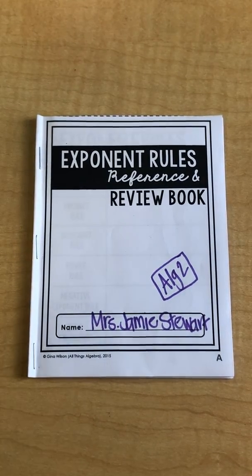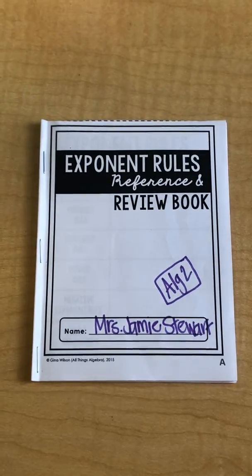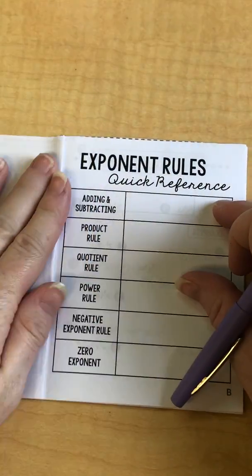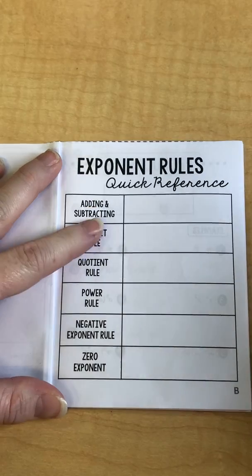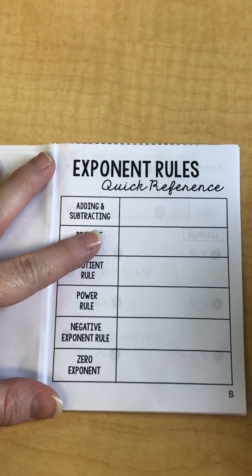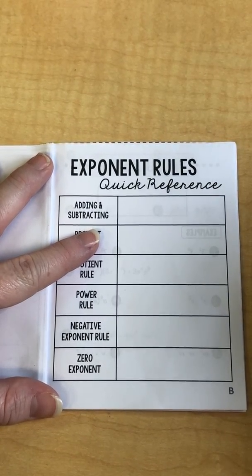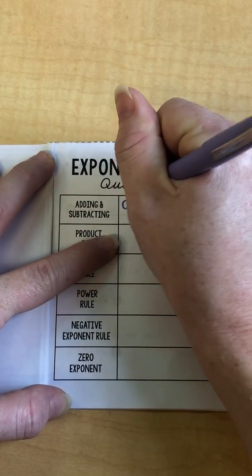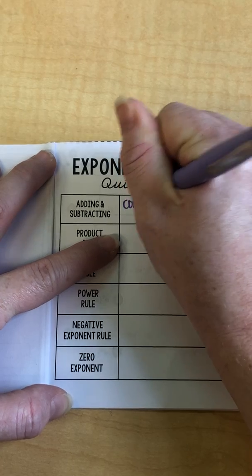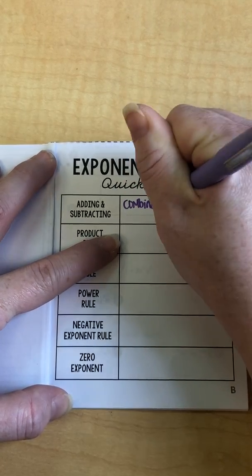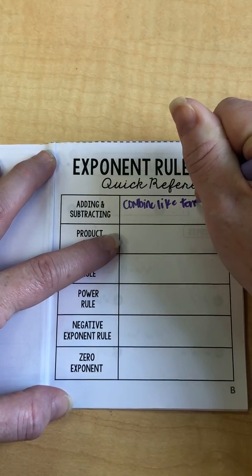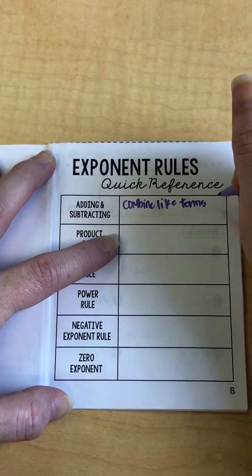Okay, now that we have our booklet put together, let's open it up and look at the Exponent Rules Quick Reference. The very first thing that we want to note: when I am adding and subtracting anything, I need to make sure that I am simply combining my like terms. Okay, so I'm going to write in here, combine like terms.